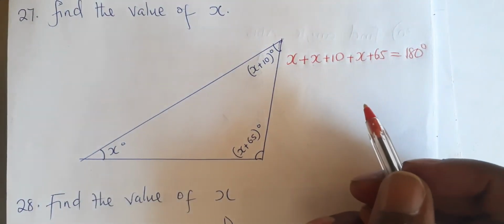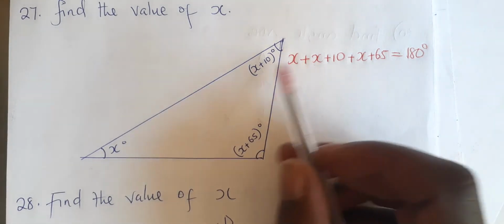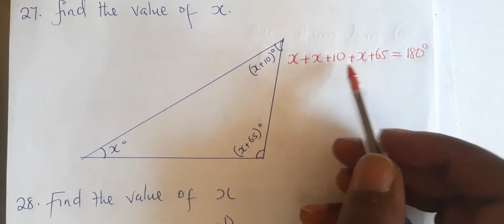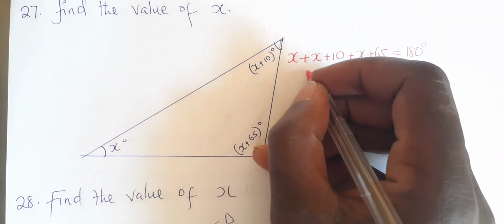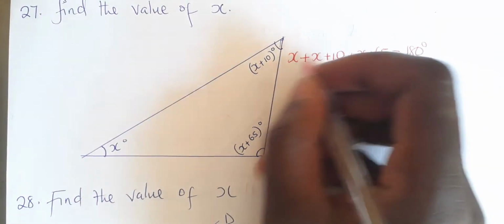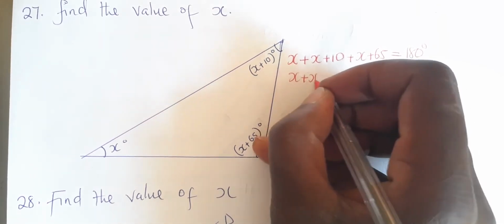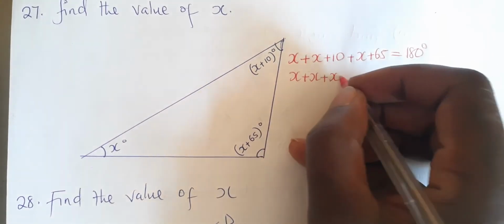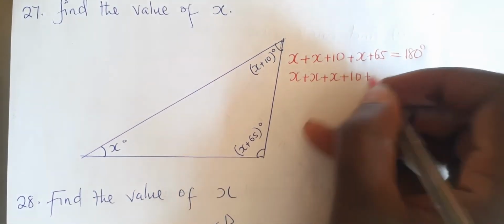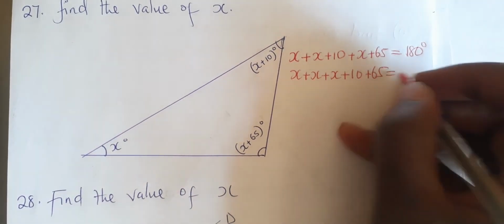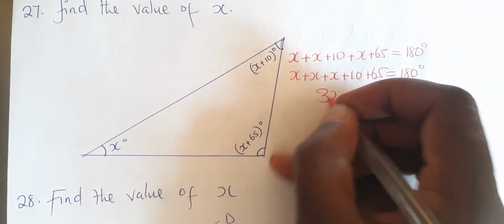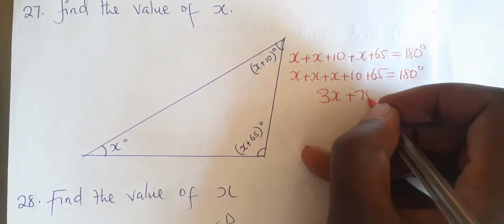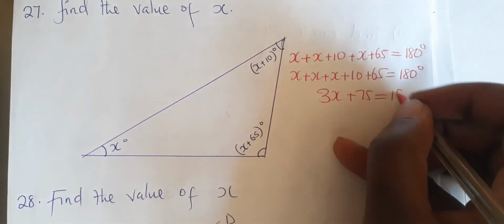So take note of that. Here we don't have a minus anywhere, so we're just going to work this thing out. x plus x plus x, you can put these together nicely, 3x, because they are all positives. And 10 plus 65 is equal to 75. This will give you 3x plus 75 is equal to 180.